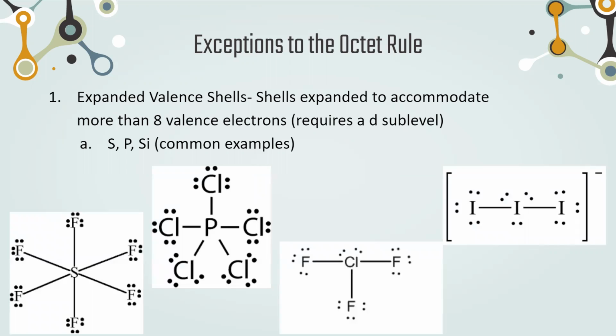And then this one is going to be the one that's the most important to you, expanded valence shells. Some shells are going to expand to accommodate more than 8 valence electrons, and that's going to require a D sublevel in most cases. The most common examples of this are sulfur, phosphorus, and silicon. Some elements can do it in a few different ways, not always with the D shell, but these are the examples I would like you to know about. On a test, if there's another example there, I would call that out for you.